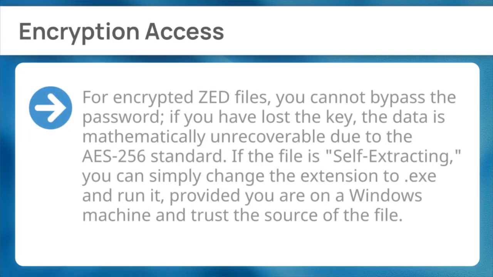Next, encryption access. For encrypted ZED files, you cannot bypass the password. If you have lost the key, the data is mathematically unrecoverable due to the AES 256 standard. If the file is self-extracting, you can simply change the extension to EXE and run it, provided you are on a Windows machine and trust the source of the file.